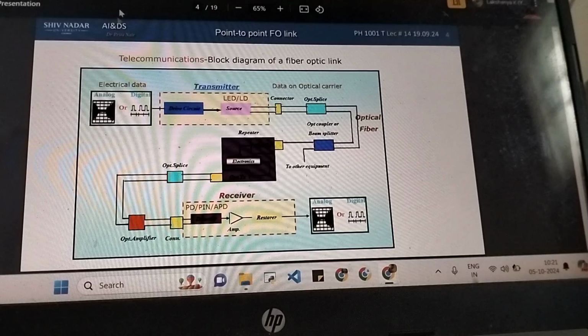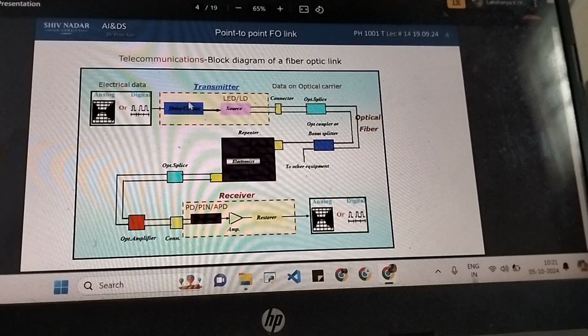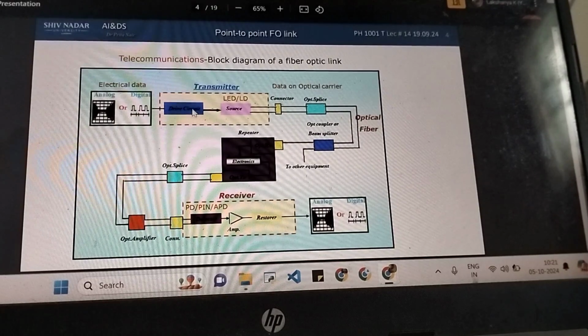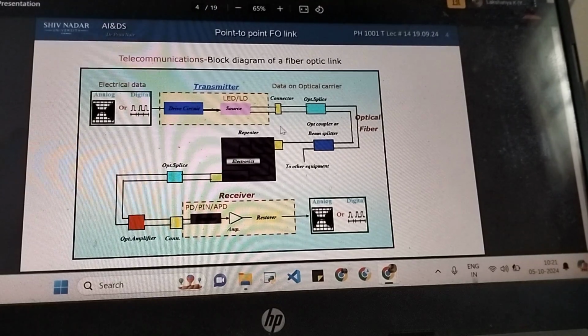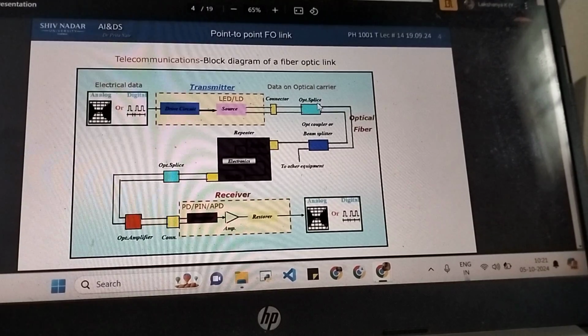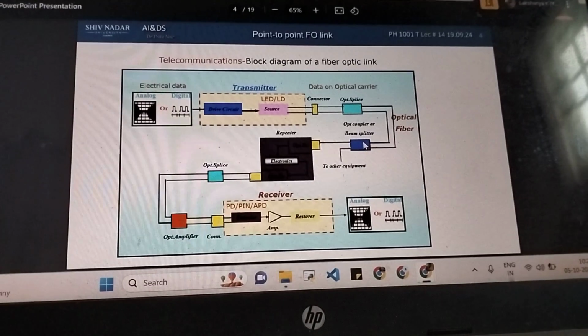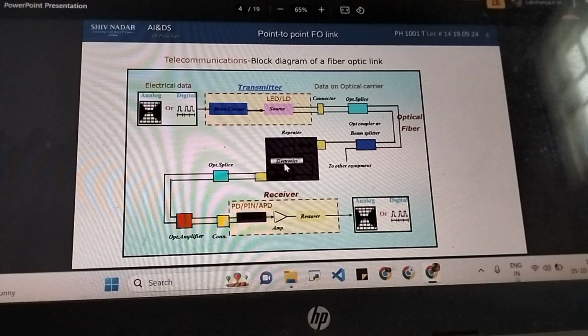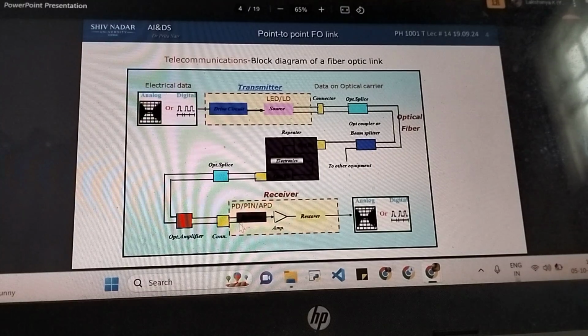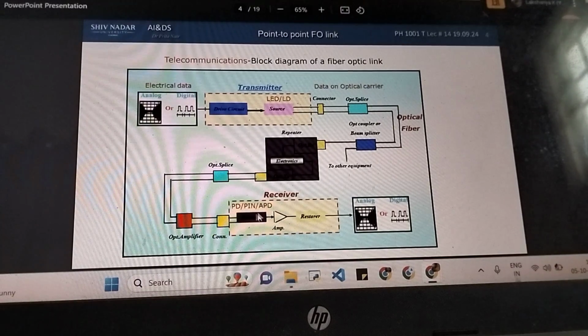Quick recap: your signals are taken, the drive circuit inside the transmitter converts them into light signals. They travel through the optical fiber. Splicer is just used to connect two fibers together. Coupler or splitter to separate the optical cable into two parts if necessary. Repeater takes the signal, amplifies it and sends it out. Amplifier also does more or less the same job. Finally, at the receiving end, your signal is detected, amplified and converted back to analog or digital.